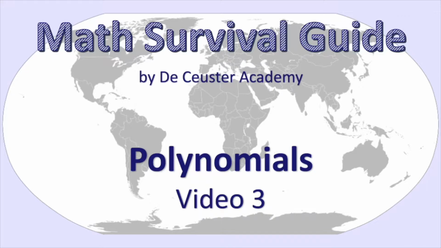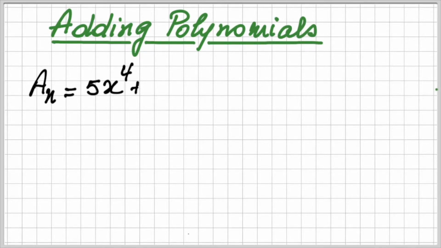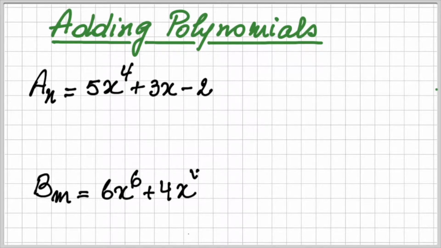Let's start with this new topic. We are looking at adding polynomials, and we have a first polynomial, a index n, is equal to 5x to the power of 4 plus 3x minus 2. And we have a second polynomial, b index m, which is equal to 6x to the power 6 plus 4x to the power 4 plus 3.